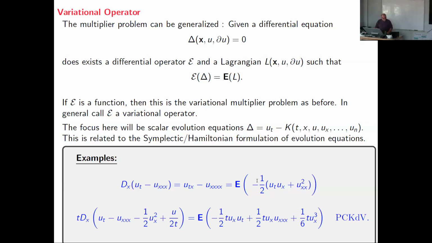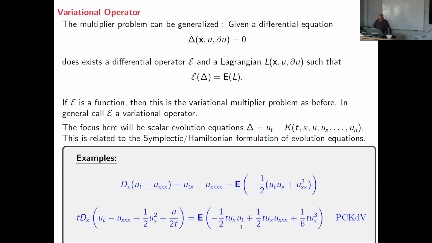This one was bugging me throughout this whole project. So the potential cylindrical KdV is given by u_t equals u_xxx plus 1/2 u_x squared minus u over 2t. That would be the cylindrical KdV, or excuse me, potential cylindrical KdV. And if you take the derivative of that equation and multiply by t, it's the Euler-Lagrange expression for this Lagrangian right here. Okay, is that all clear?